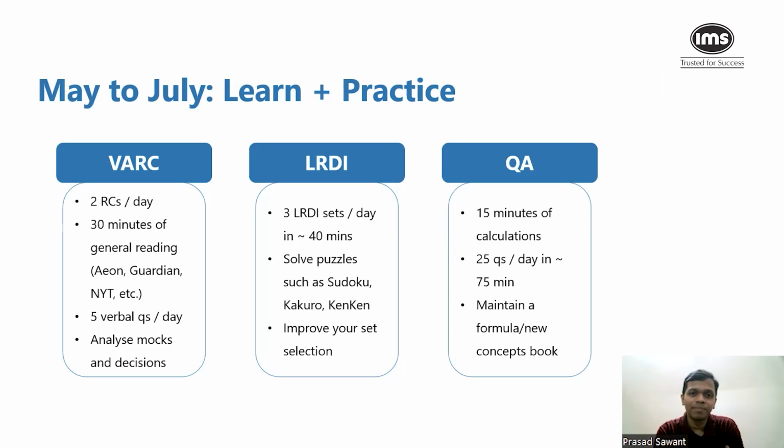And as I said, maintain a formula or new concept book because quant is a very vast area. There are a lot of topics and a lot of concepts and a lot of formulae. You're going to come across so many new things that it will be very difficult for you to retain it if you don't write it properly. So make sure that you create your own notes. Write down whenever you encounter a new formula or any concept or any shortcut. It should go somewhere so that you can refer to it at a later point of time.